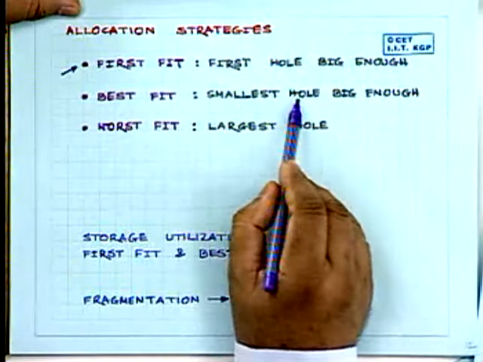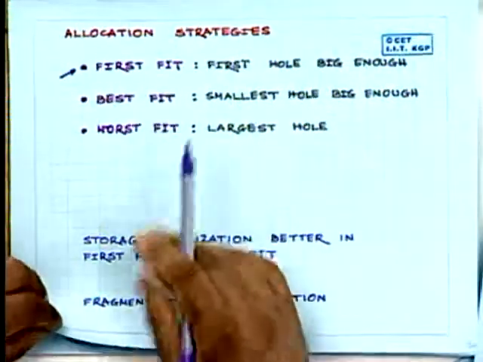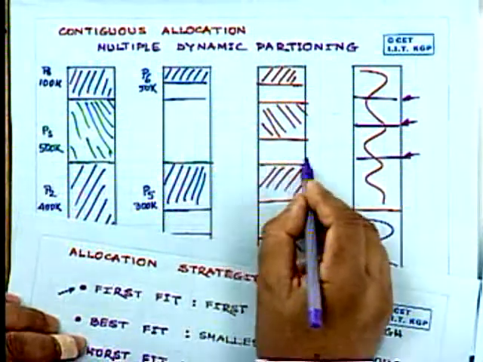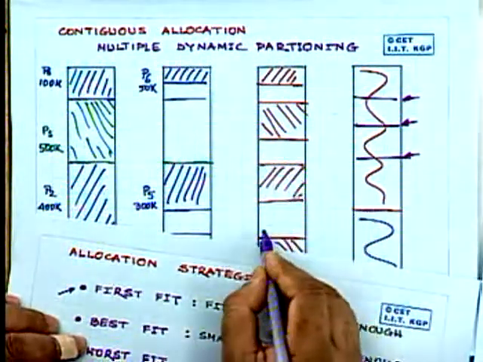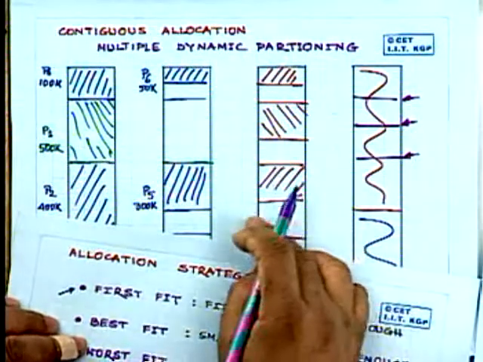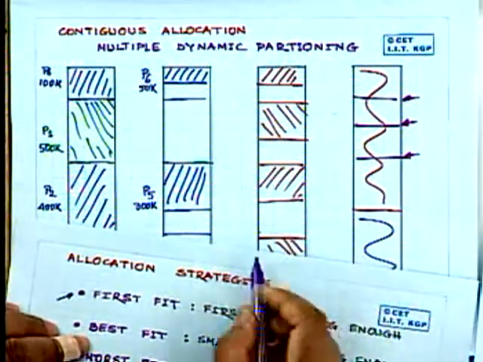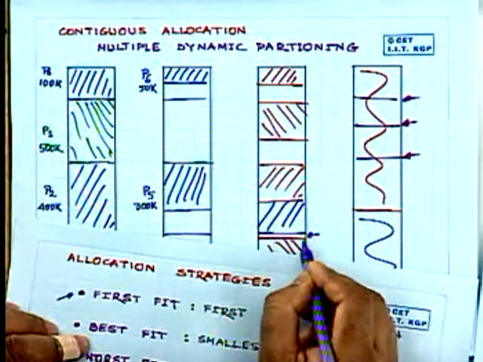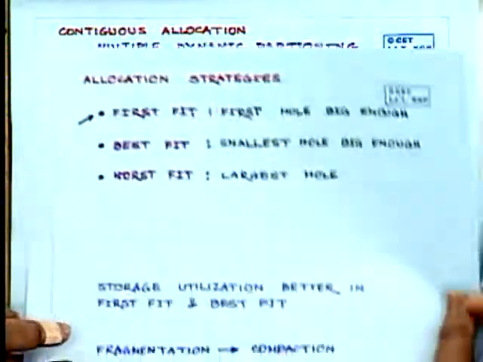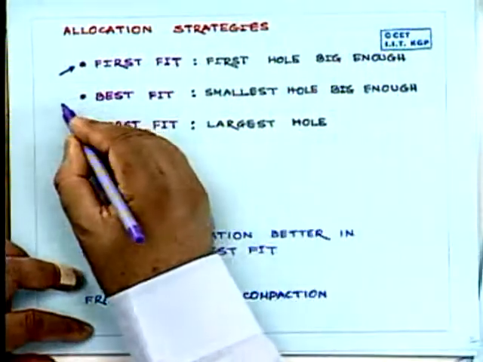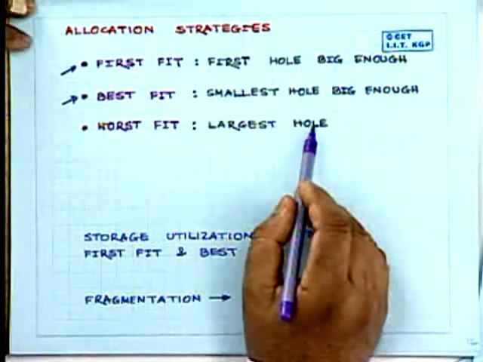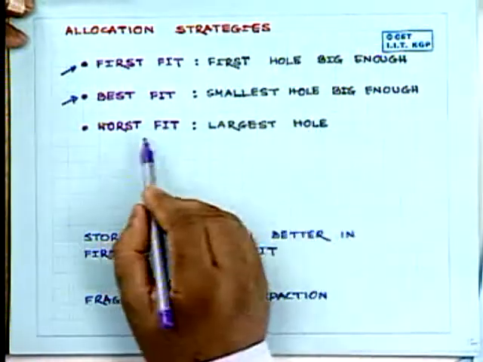If you take the smallest hole big enough, basically what you are generating in the case of best fit is very small holes. If it's the smallest hole big enough to fit a process, the hole that will be generated here will be the smallest hole. This is the best fit, and then there is the worst fit. That means you take the largest hole to fit it.